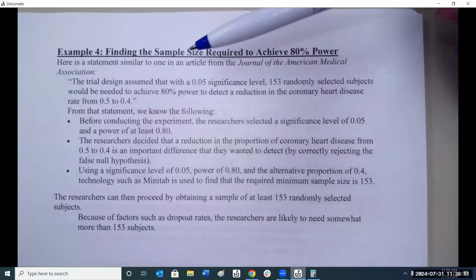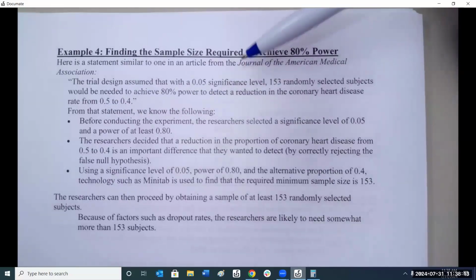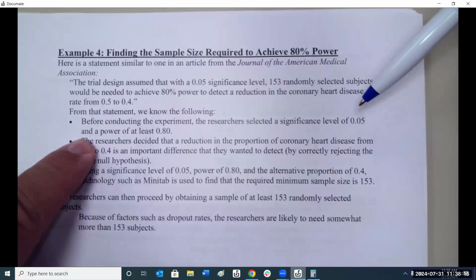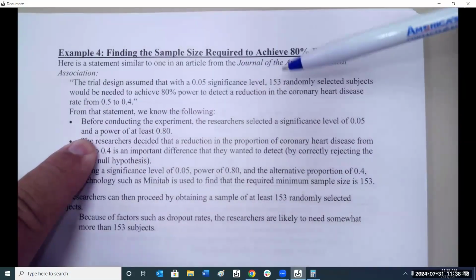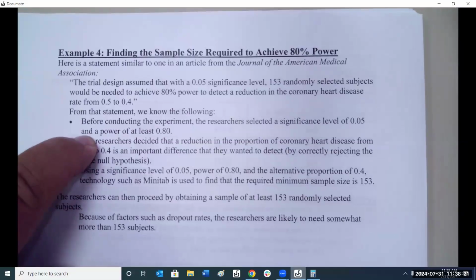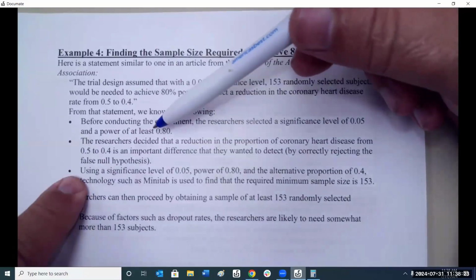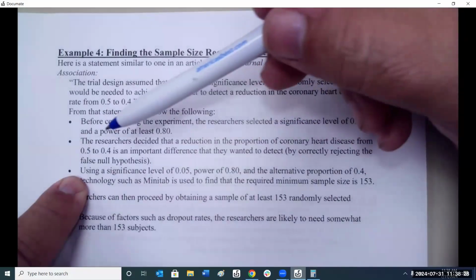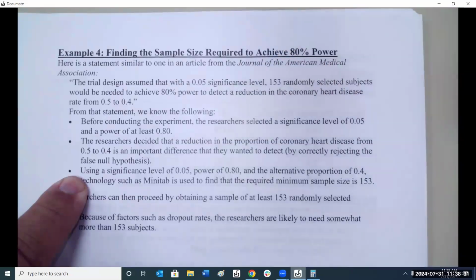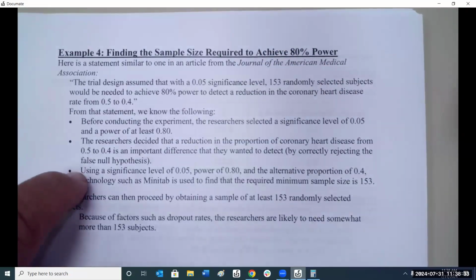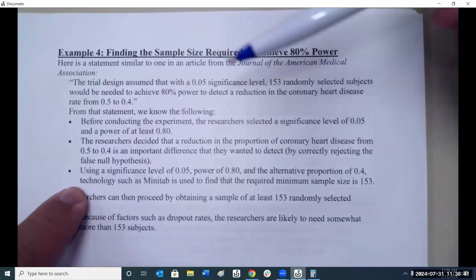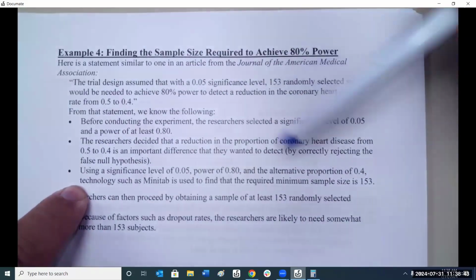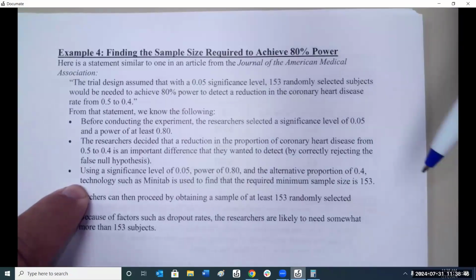From that statement, we could do the following. Before conducting the experiment, the researchers selected a significance level of 0.05 and a power, they decided that themselves on their test design. The researchers decided that a reduction in the proportion of coronary heart disease from 0.5 to 0.4 is an important difference that they need to watch and detect. Again, who decided that's an important value? They did. There's no proof of why they chose it from 0.5 to 0.4.